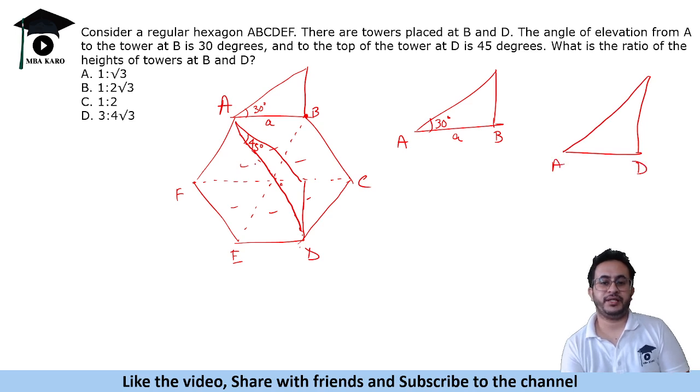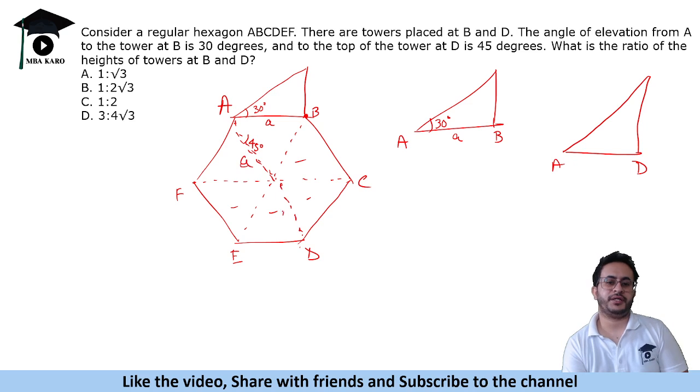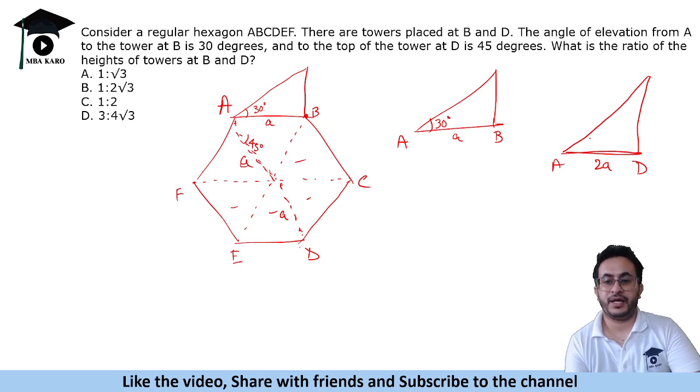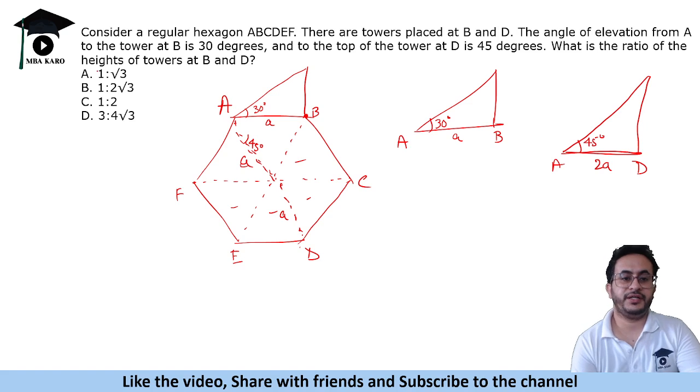So A to D, the length is, as I told you, these are equilateral triangles. So if this is a, this is also going to be a, and this is also going to be a. So the length is 2a. So he is looking at the tower from a distance of 2a on the ground and the angle is 45 degrees, right? So we need to find the ratio of heights of towers at B and D.